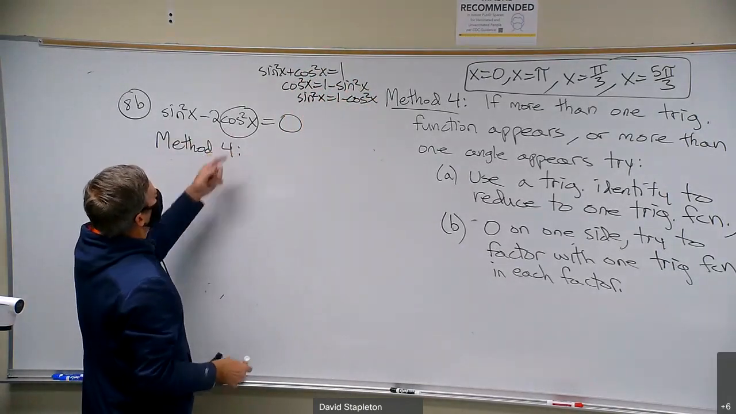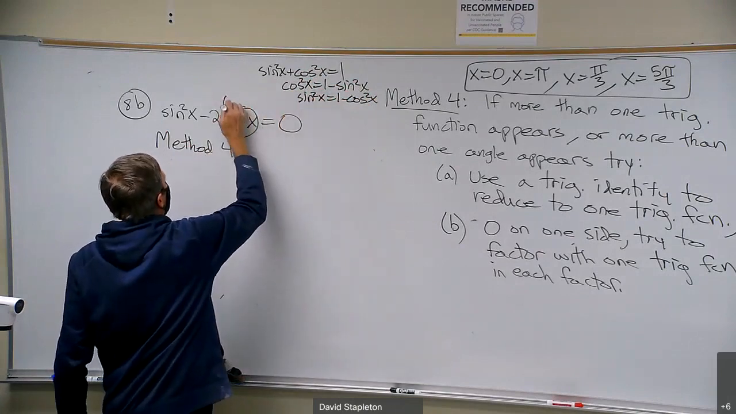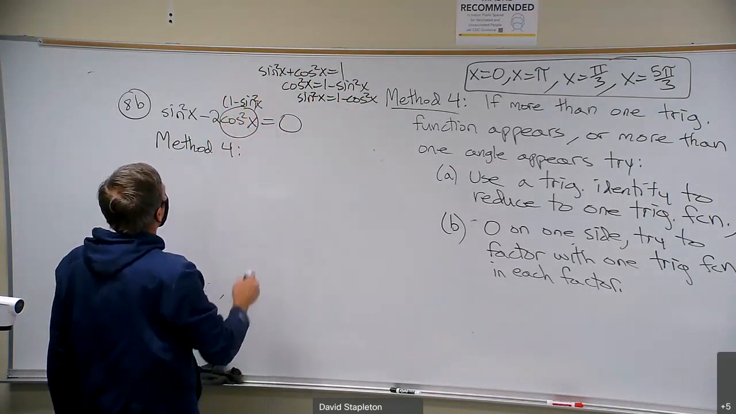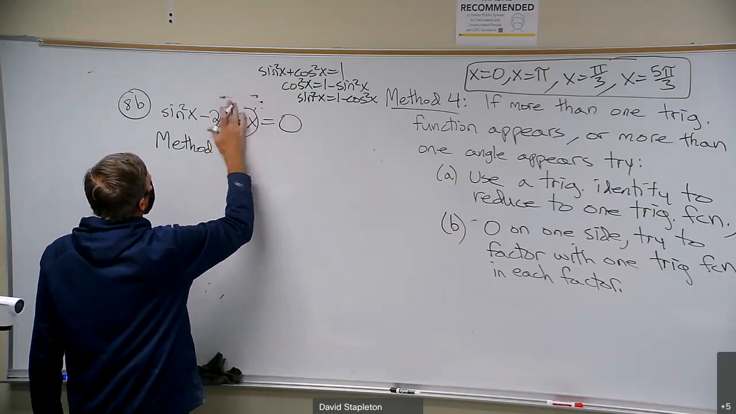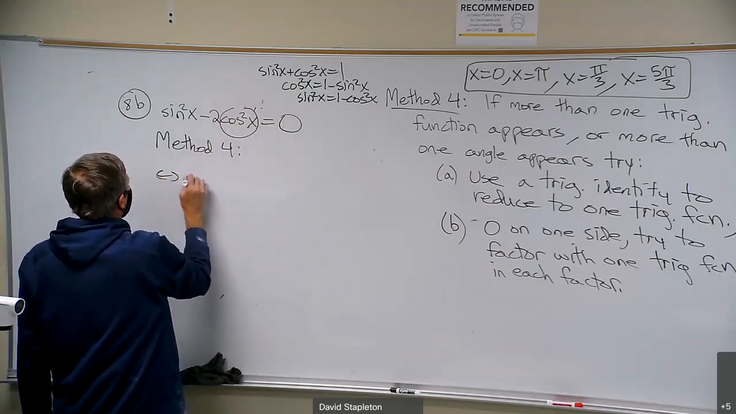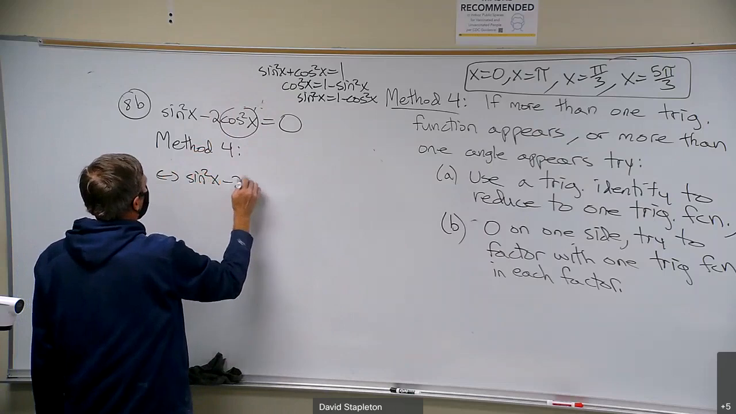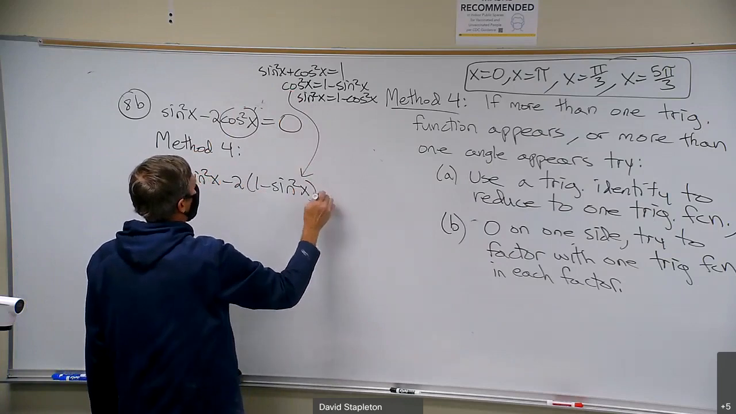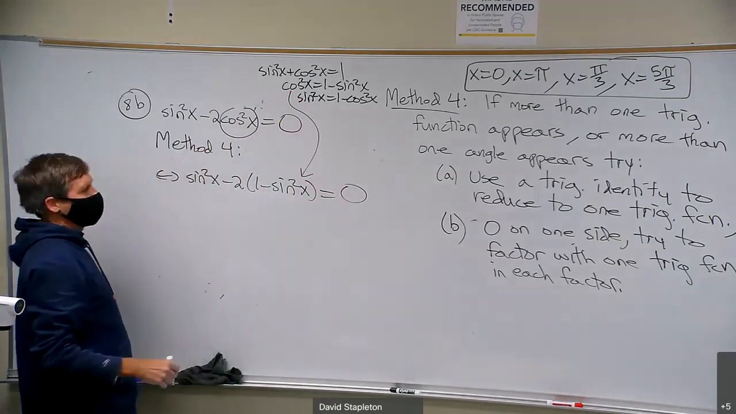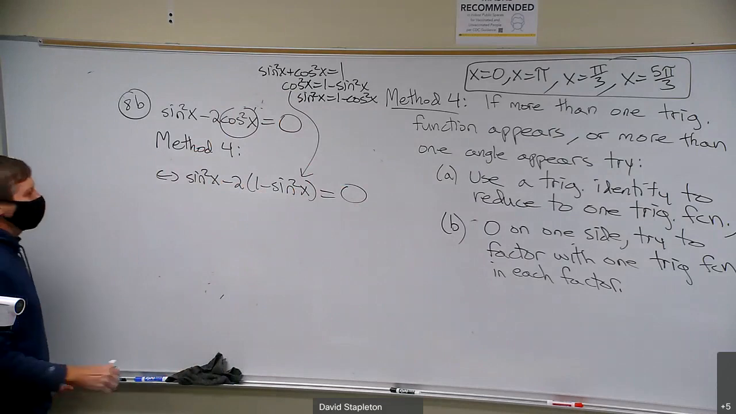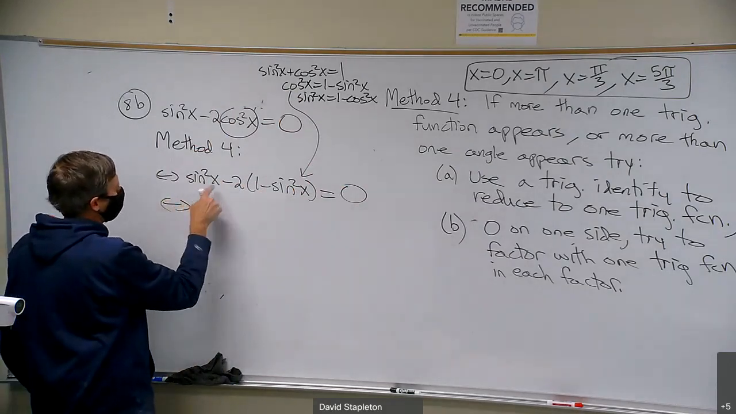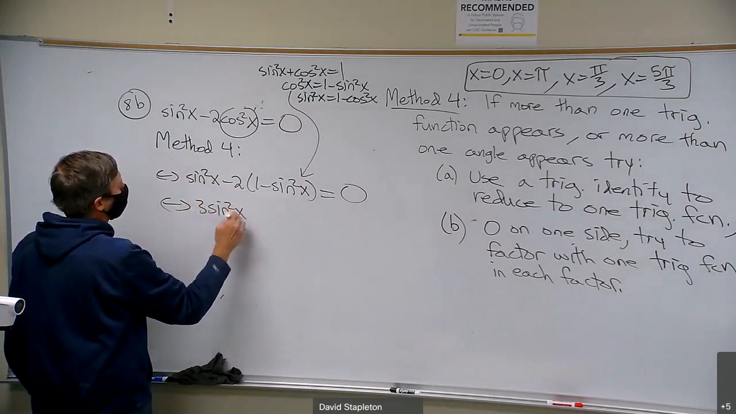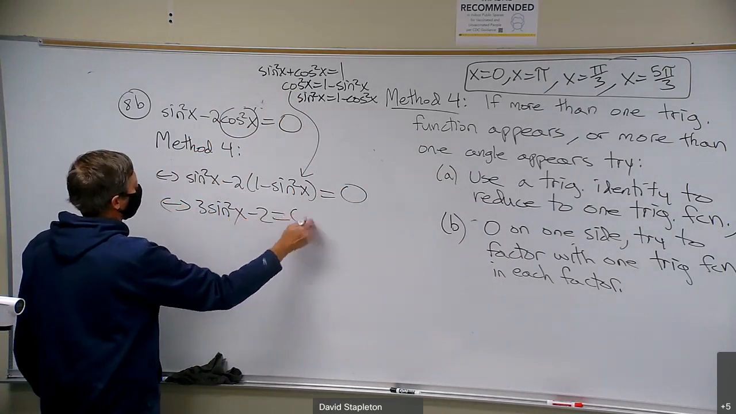But cosine squared could be replaced evidently with 1 minus sine squared, and you need to put parentheses because it all multiplies 2. In fact, let's do that on the next line. So this is equivalently sine squared x minus twice 1 minus sine squared x by the Pythagorean identity, equals 0. Now there's just one trig function. There we go. Now which method is it? I might try and simplify it a little bit. Sine squared minus 2 sine squared makes 3 sine squared minus 2 equals 0. There it is.